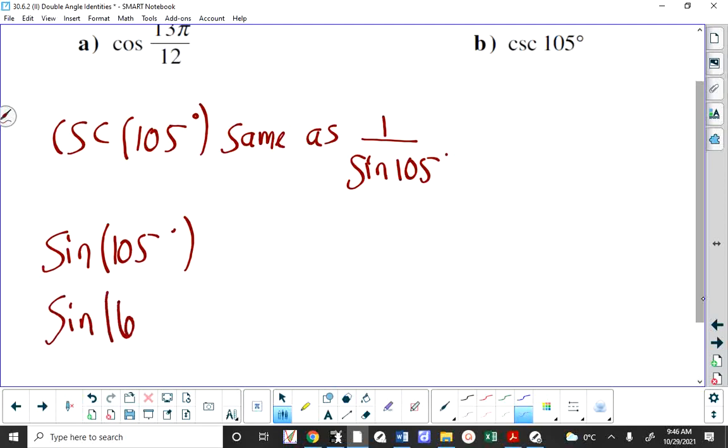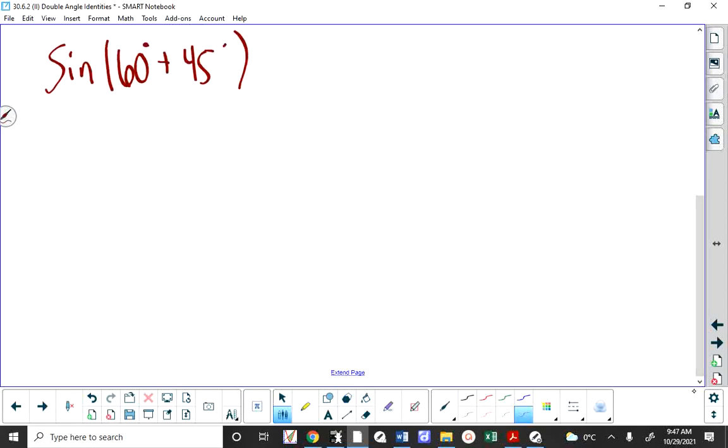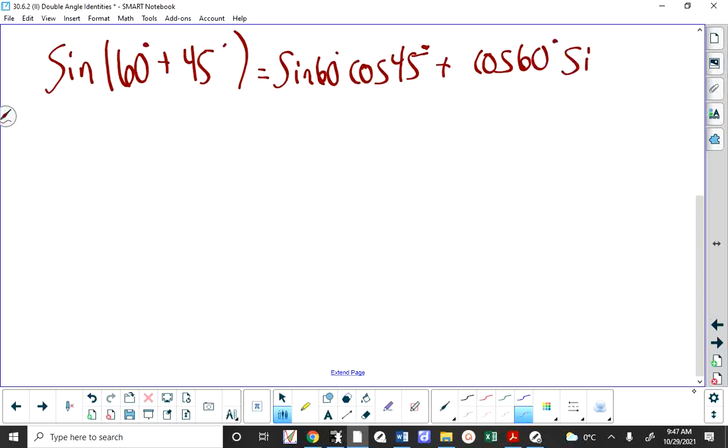But it is sine of 60 plus 45 degrees as a quantity for the argument. Right? So we break up 105 into two familiar angles. The sum identity for sine says we have to take sine of 60 degrees, cosine of 45 degrees, and add cosine of 60 degrees, sine of 45 degrees.